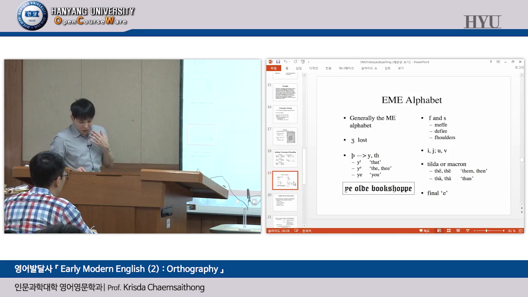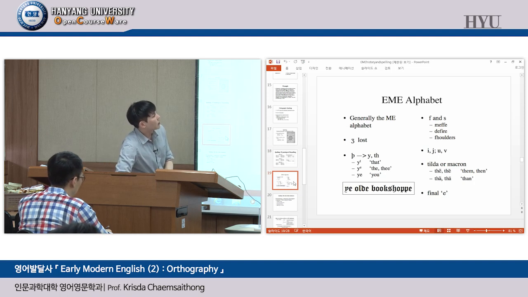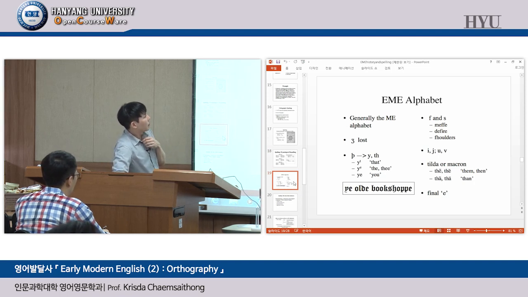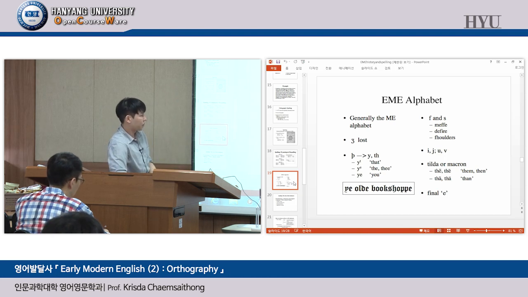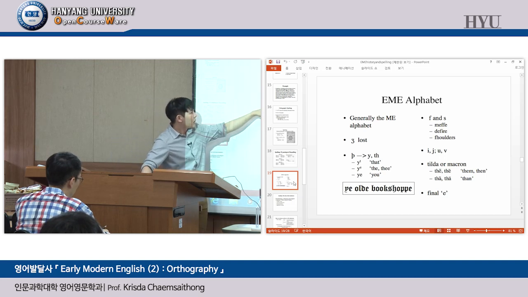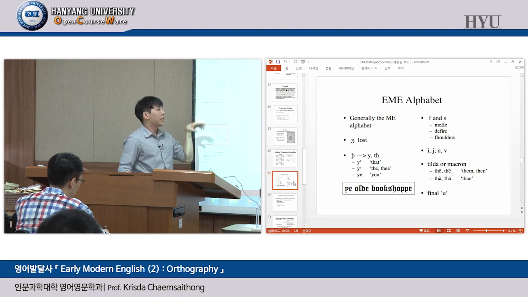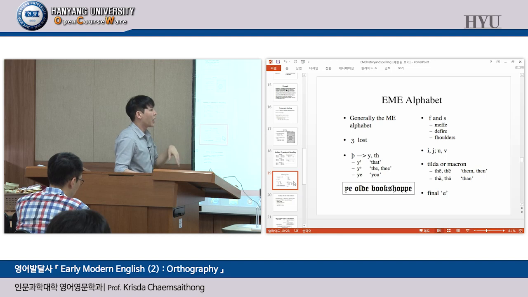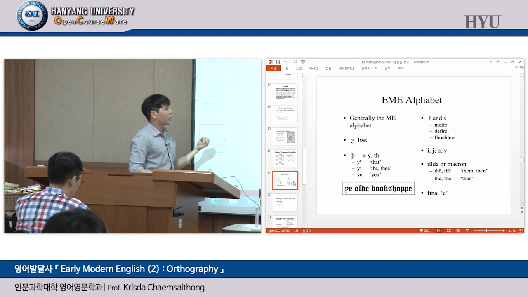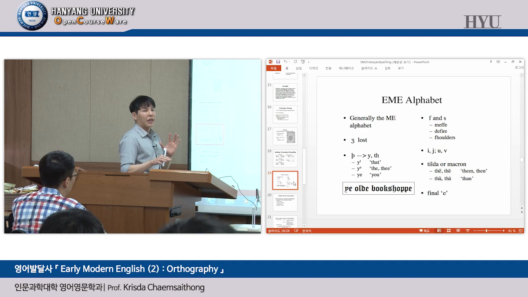So for the alphabet, for how to spell the letters in early modern English, it is generally the same as the Middle English alphabet. One thing is that the yogh is lost, replaced by either the G or Y, as we saw in some texts. So the yogh is lost, represented by the G, or GH, or Y. Now, this is the thorn, remember? The thorn will give way to TH ultimately, right?